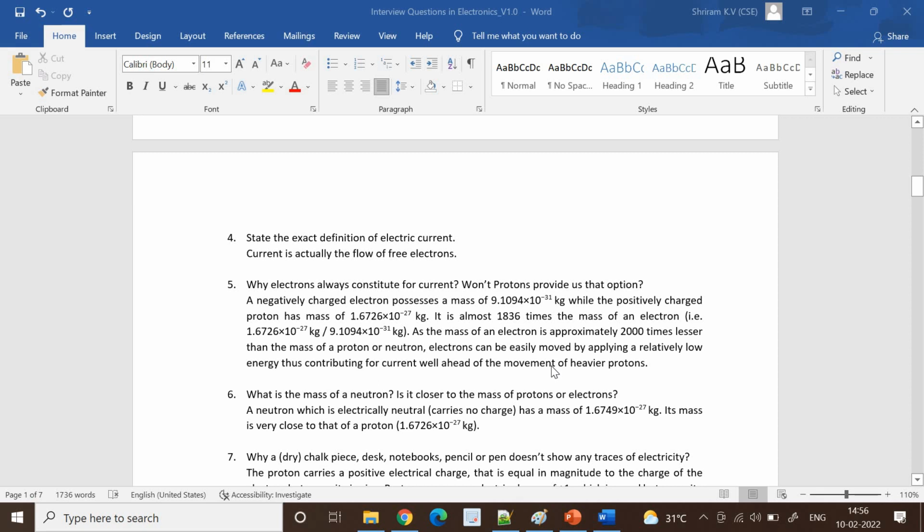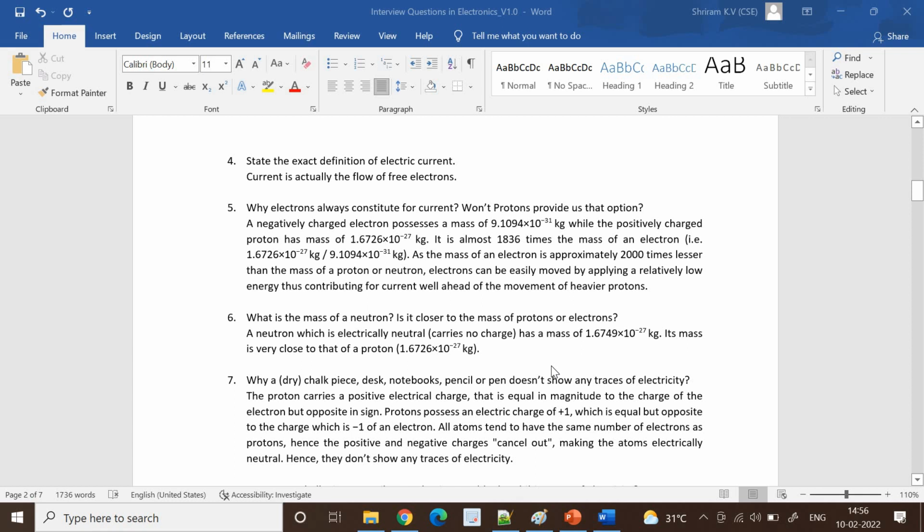Well, state the exact definition of electric current. What I gave earlier is a colloquial definition, but now it's time that we give a perfect definition. Current is actually the flow of free electrons. The word free has been added here, which adds a lot of meaning to the entire context. Current is actually the flow of free electrons.